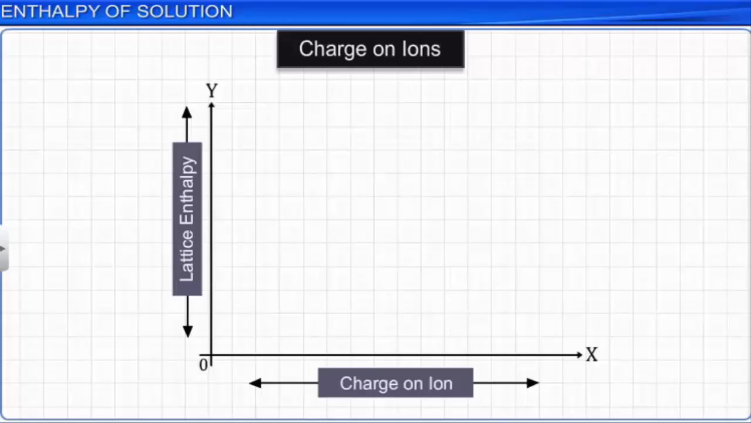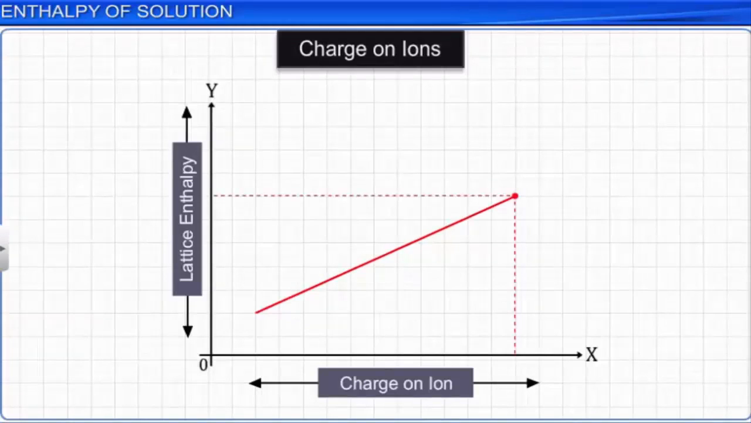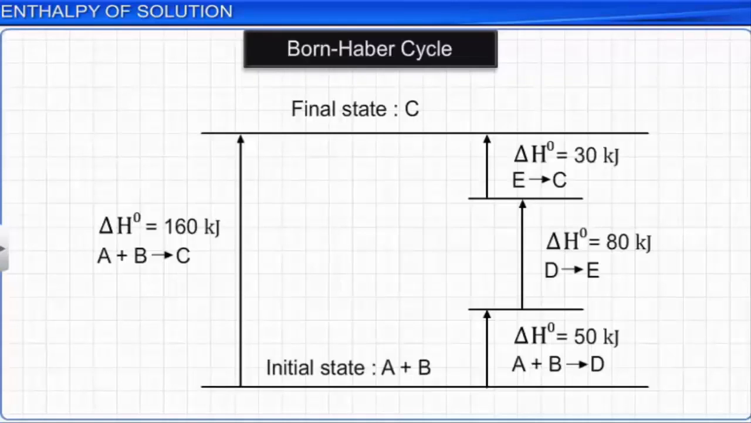Alternatively, an increase in charge also increases the lattice enthalpy. That is, it becomes more negative. This is because the attraction forces between ions increase as the charge increases. It is not possible to determine lattice enthalpy through an experiment. But the same can be calculated by constructing an enthalpy diagram known as Born-Haber cycle. Let's look at an example.